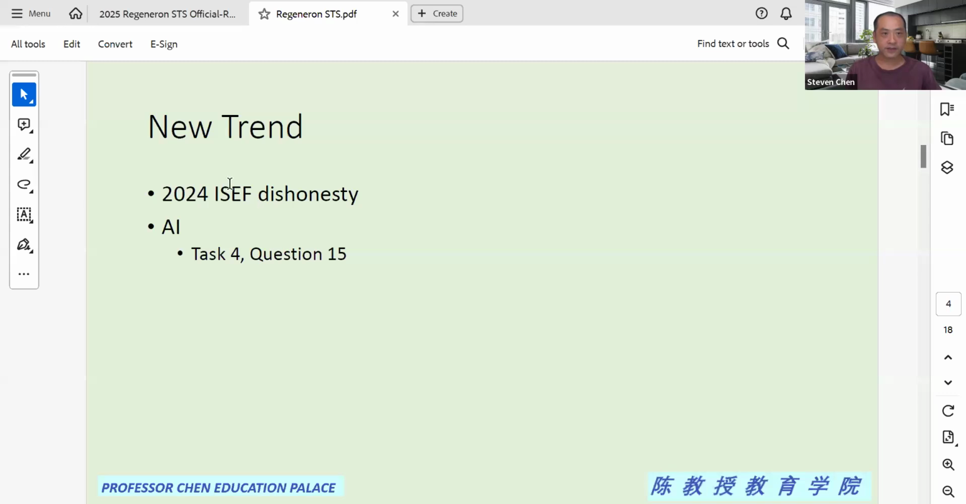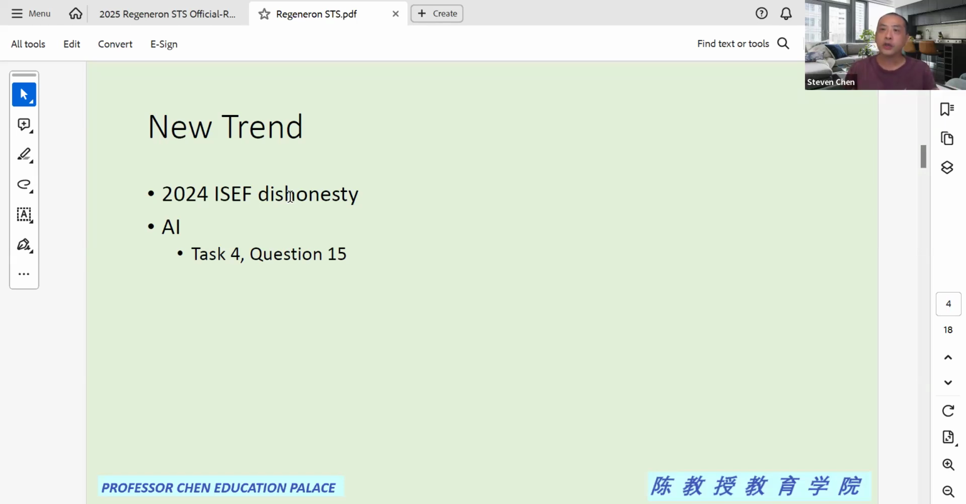All right. So this is the first thing. So you need to make sure that your entire profile is academically honest. Otherwise, you'll be in big trouble. And the second thing is, you know, that in the past 1 to 2 years, AI is developing super, super fast, right? In particular, generative AI. So it's reasonable that you use AI to help you prepare for Regeneron STS. That makes sense for everyone.